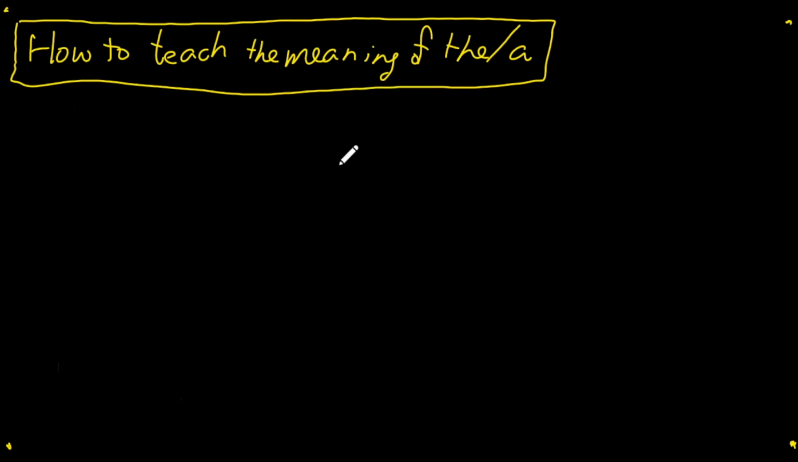Okay, let me explain the basic meanings of indefiniteness and definiteness. First, indefiniteness. You usually use the indefinite article a when you are introducing a particular thing or person into a conversation or a text for the first time, and you cannot assume that your listener or reader knows which particular thing you are talking about. So this is a kind of definition of the indefinite article.